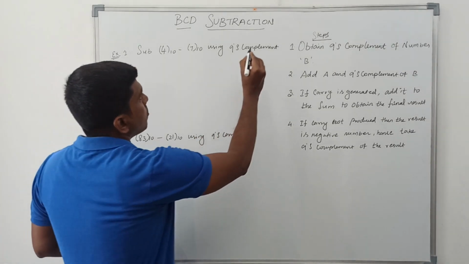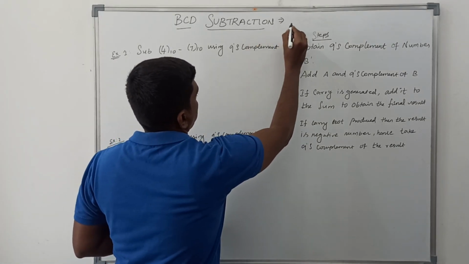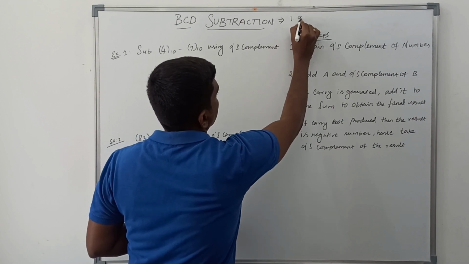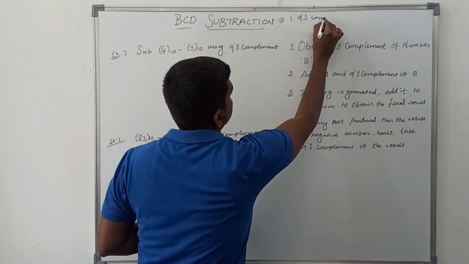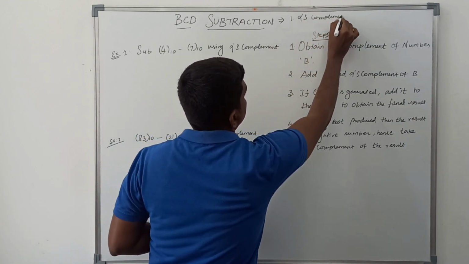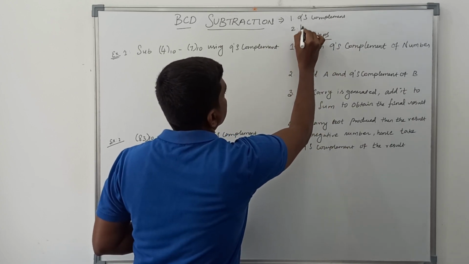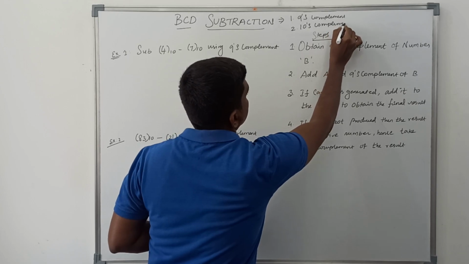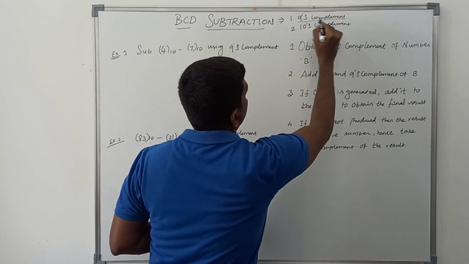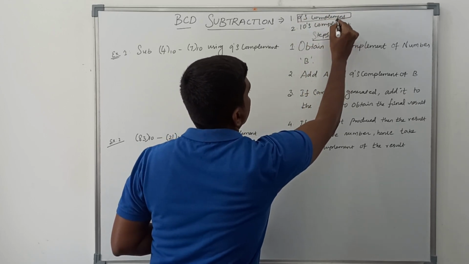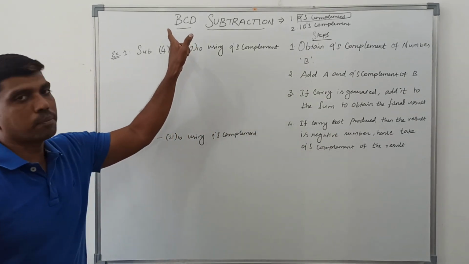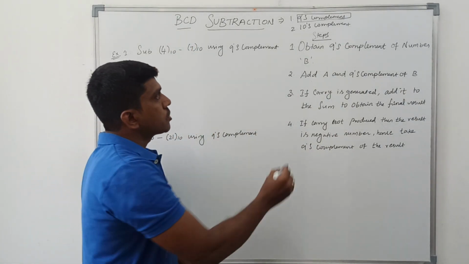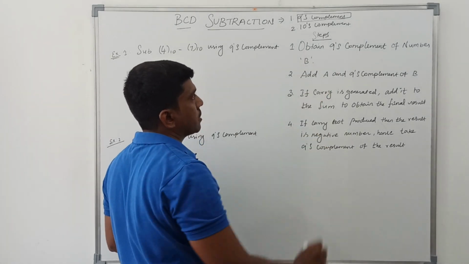We have two methods to solve BCD subtraction. The first method is 9's complement, and the second method is 10's complement. In this video I concentrate on 9's complement: how to subtract BCD numbers using the 9's complement. These are the steps for 9's complement.